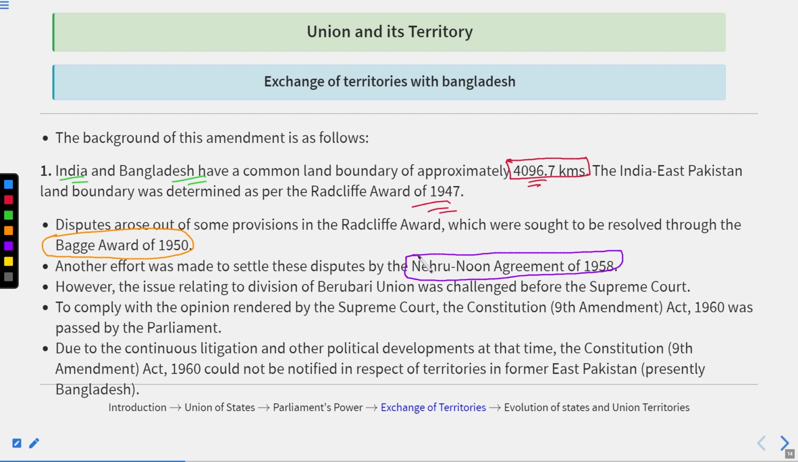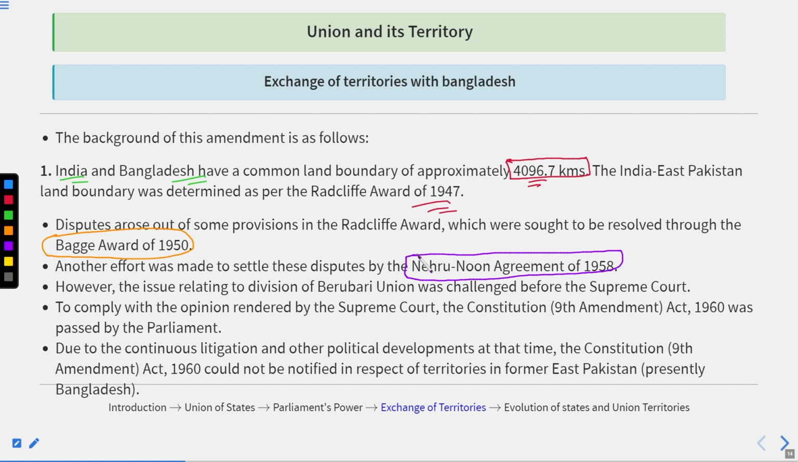Okay. However, the issue relating to the division of Berubari Union was challenged before the Supreme Court. To comply with the opinion rendered by the Supreme Court, the Constitution Ninth Amendment Act 1960 was passed by Parliament. All right. So basically, the government was looking to resolve this issue, which had arisen in 1947, and tried to resolve it by the Bagge Award of 1950 and the Nehru-Noon Agreement of 1958.